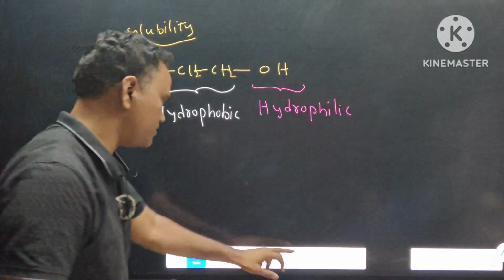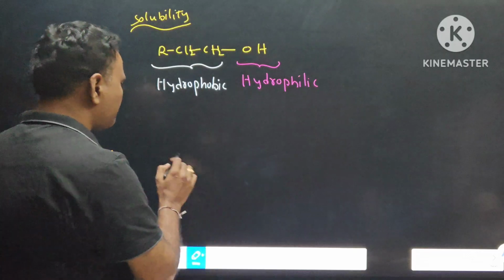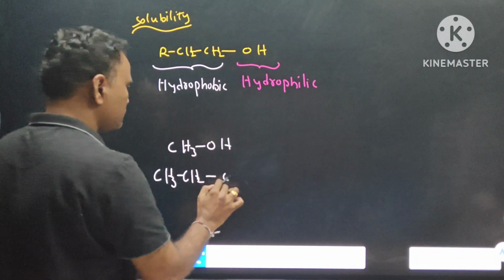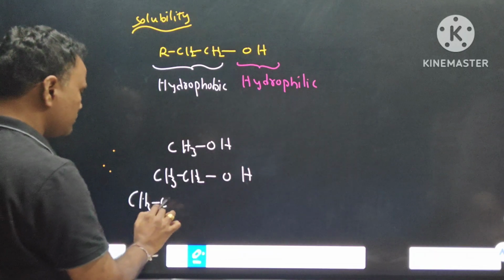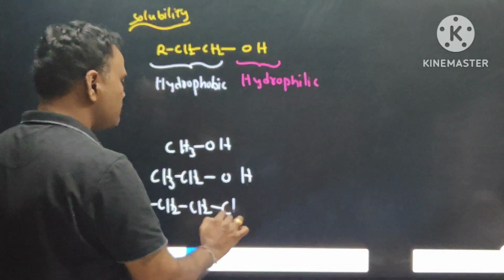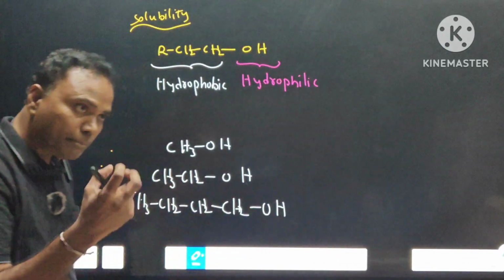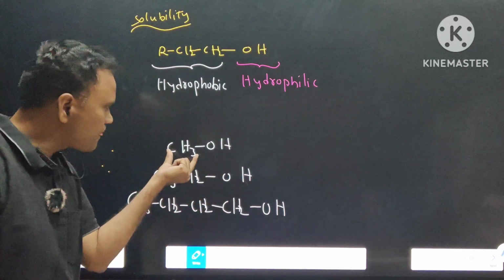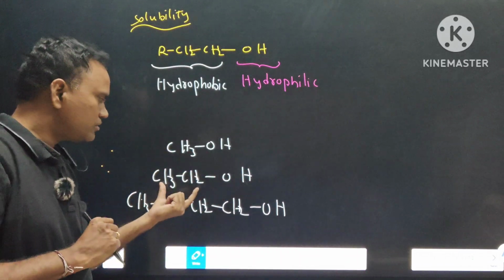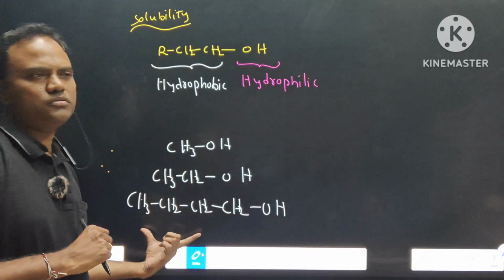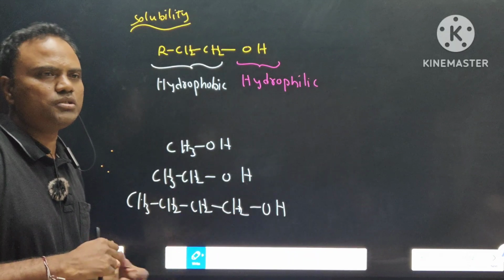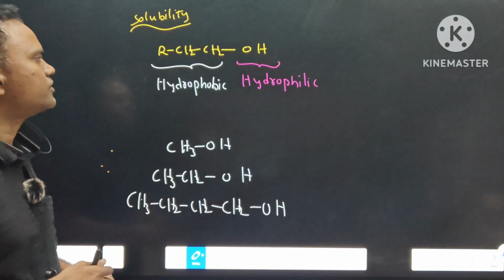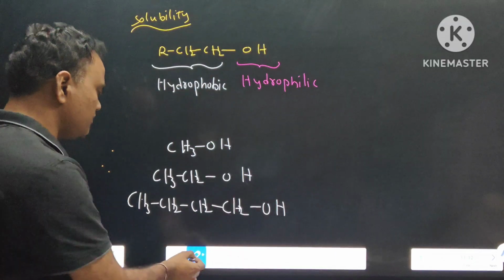I'll give you one simple example here. Methanol, ethanol. This is a comparison only. All alcohols are generally soluble due to OH bonding, but comparatively which is more soluble here? Methanol is more soluble. Why? The hydrophobic part is less. Butanol, where the hydrophobic part is more, is less soluble. So you can write one statement and then write this example.